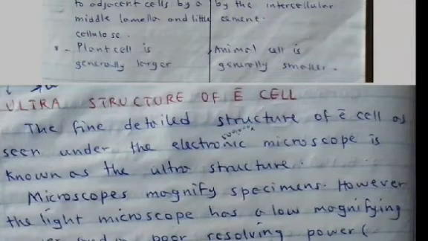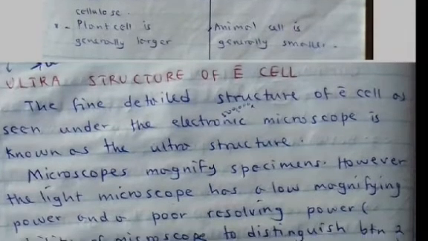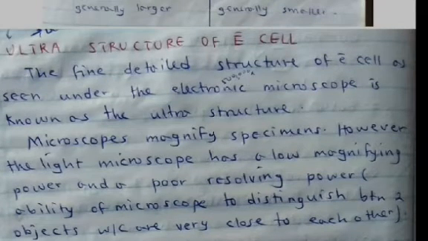So now here we're going to see what we call the ultrastructure of the cell. Ultrastructure means a detailed structure, the detail of a structure. Those ones were structures as seen under a light microscope, but what we're going to see now is the ultrastructure of the cell.